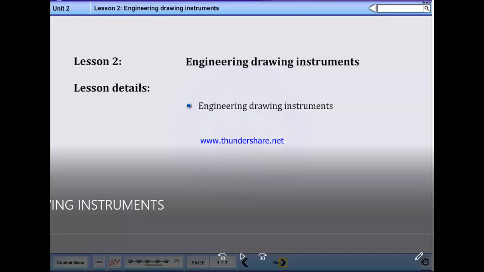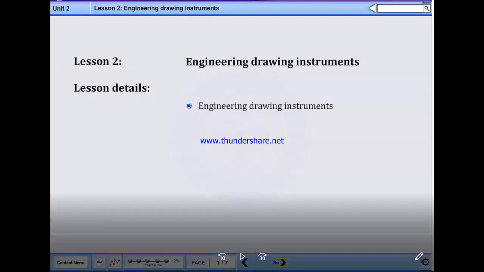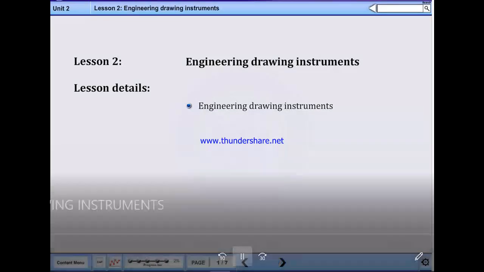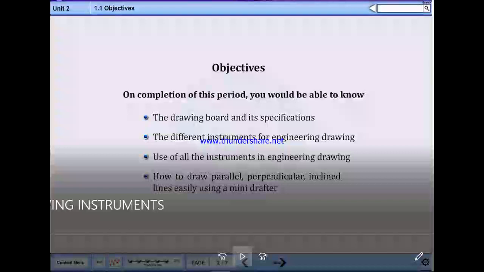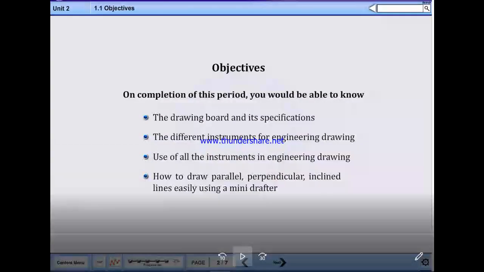Now let us continue the discussion with engineering drawing instruments. In this engineering drawing instruments topic, we have already learned, and in this special engineering drawing instruments, we are going to learn the objectives as below.